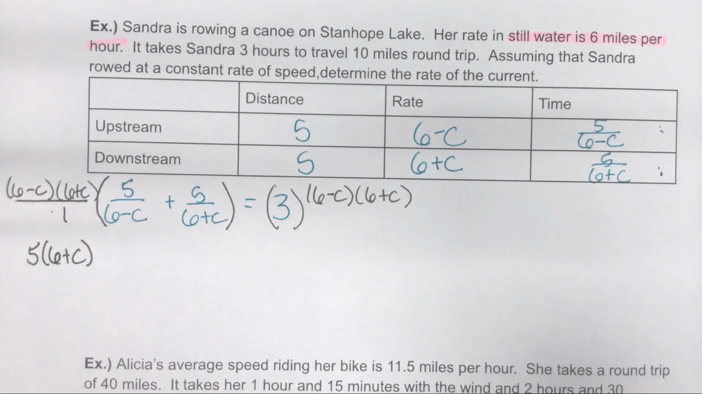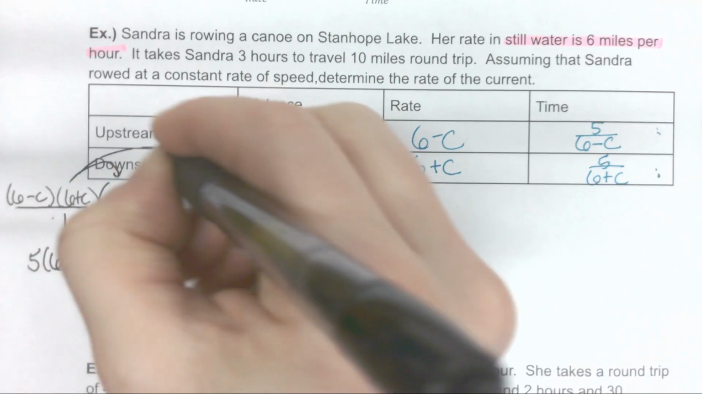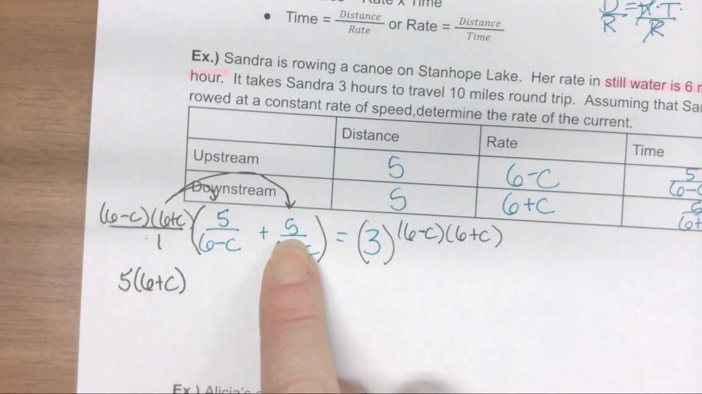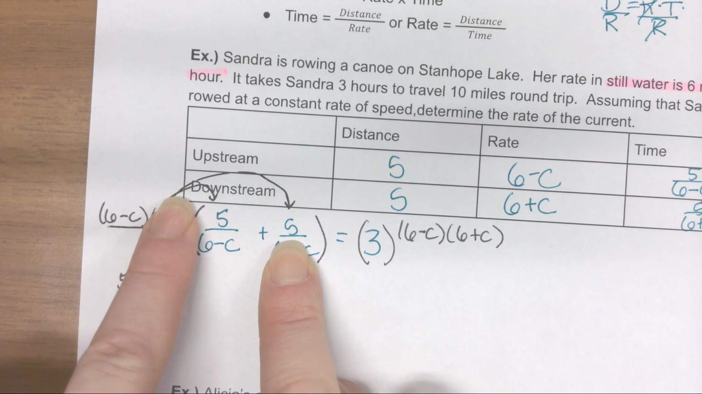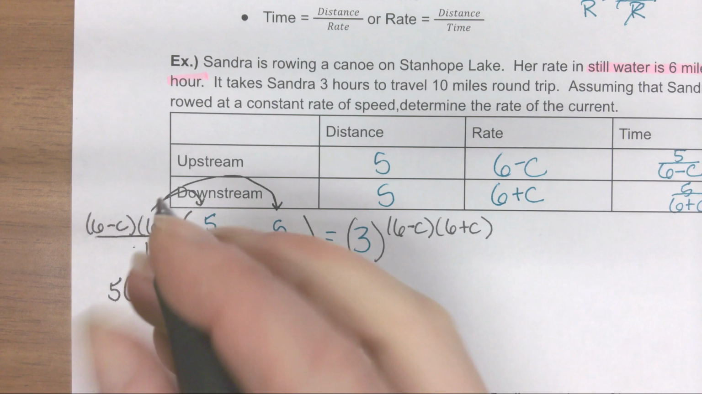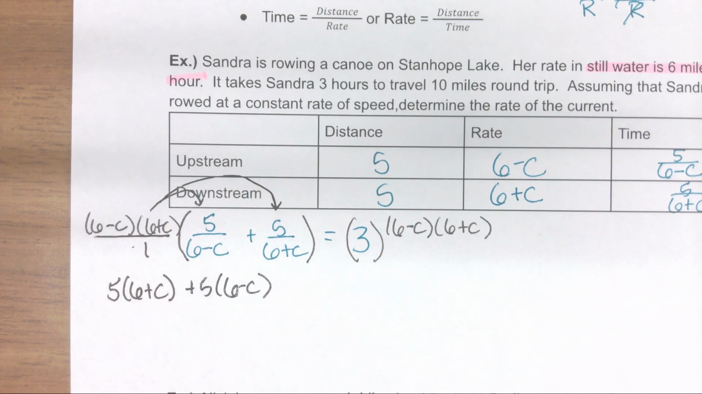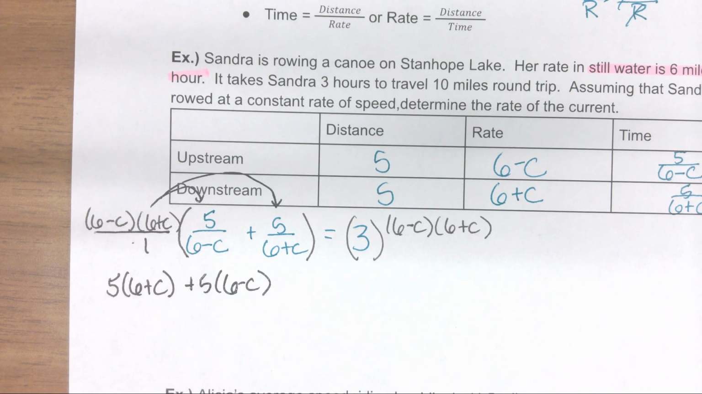Okay, now let's go to here. I'm going to use my finger again to cover up the things that cancel. 6 plus c, 6 plus c cancels. What 2 things are left? 6 minus c times 5. Now, on this side, nothing cancels.